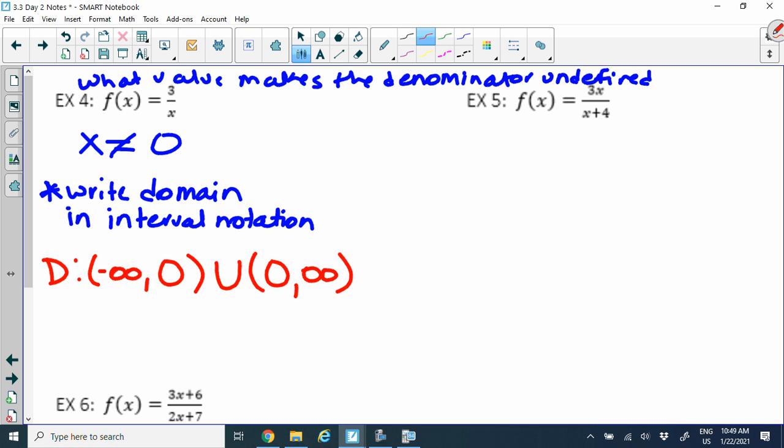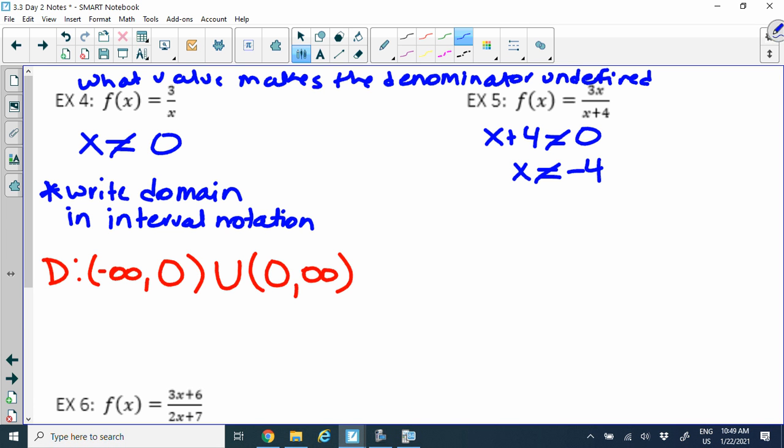Okay, let's try example 5. So we're going to do the same thing. We're going to set what is in the denominator not equal to 0. Because this is representing, hey, what number can't we plug in? So to solve, I subtract 4 from both sides, and then I get x can't equal negative 4.